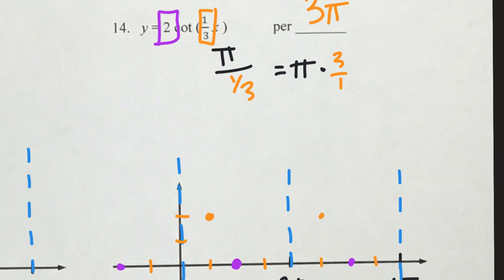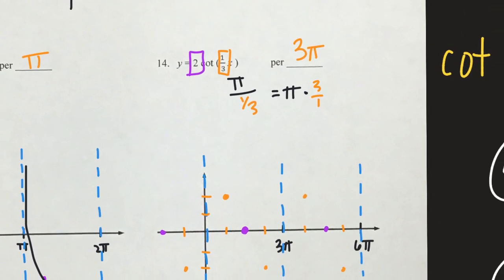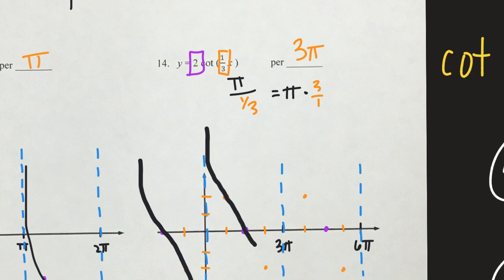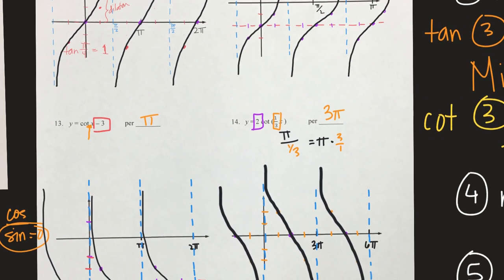Remember, this is what we do with cotangent. Your 45-degree point is to the left of your 0. Okay, and then you make your swooping graph that starts next to the left asymptote, goes through your 3 points, and ends up on the right asymptote. And then there we have your graph of cotan.